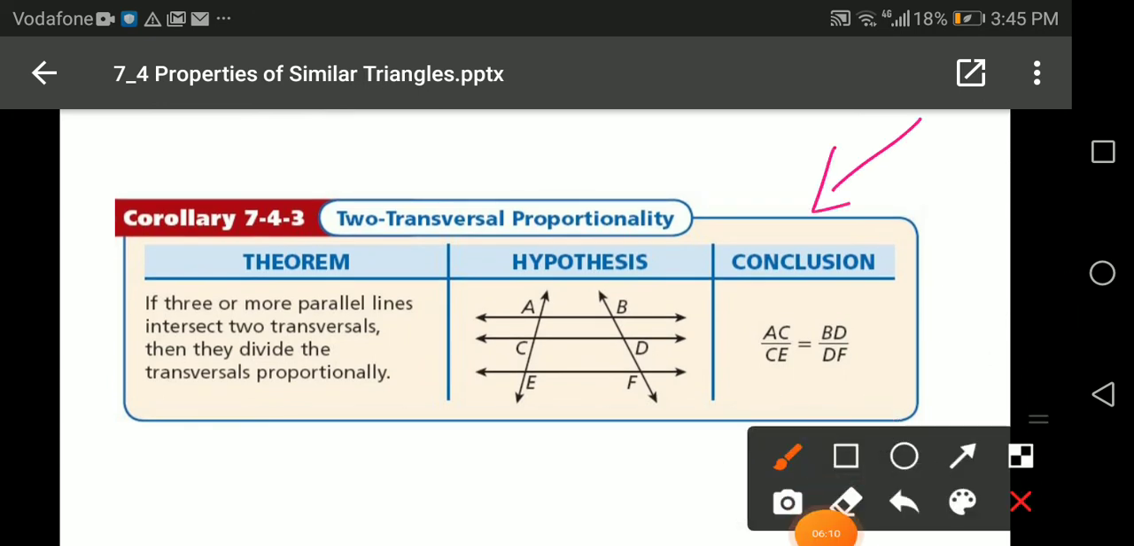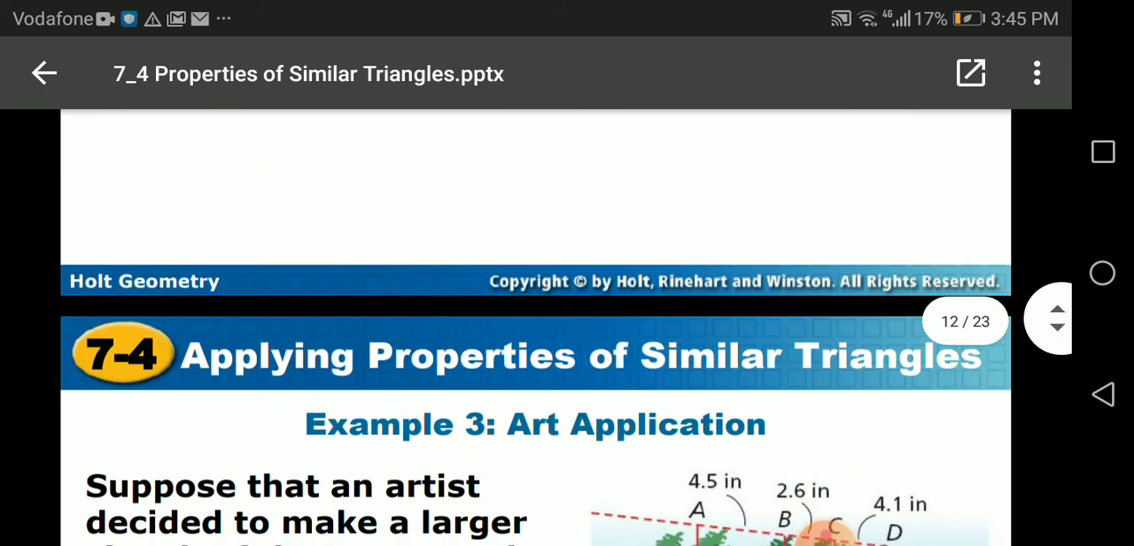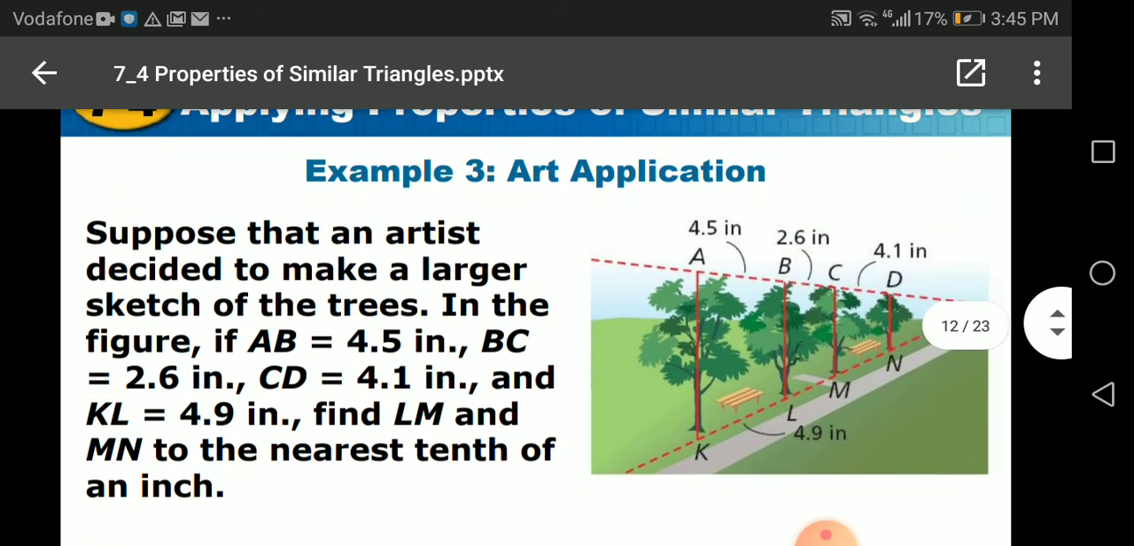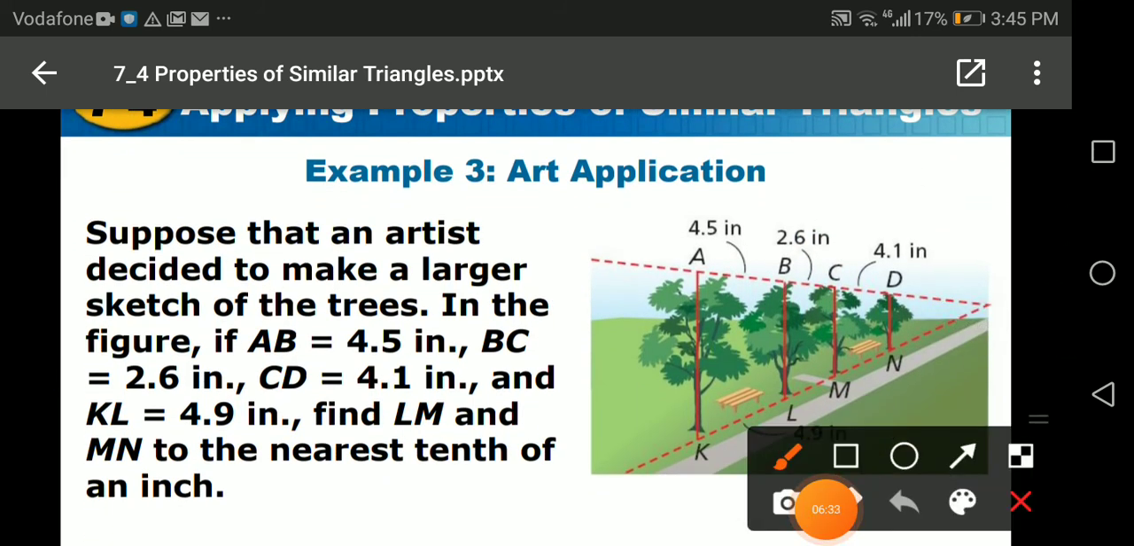It says, if you have 3 or more parallel lines, AB parallel to CD parallel to EF, okay, so therefore we conclude that AC over CE will be equal to BD over DF. It's easy. Can you see this? So suppose here, okay, this is an interesting one.